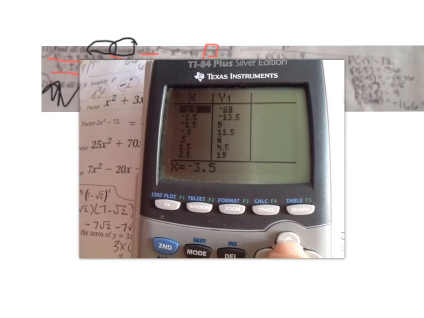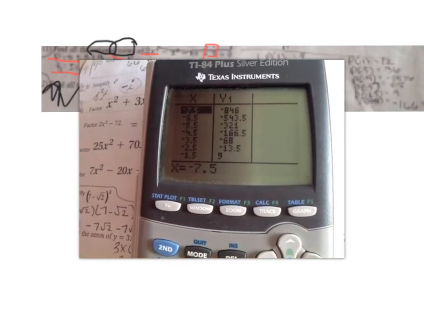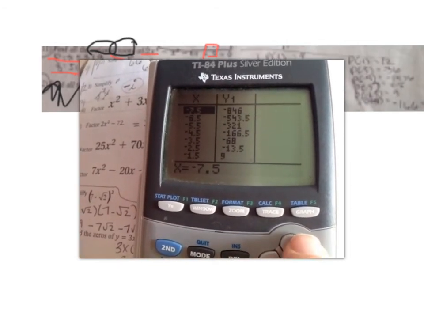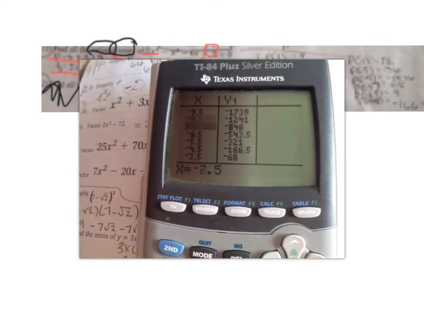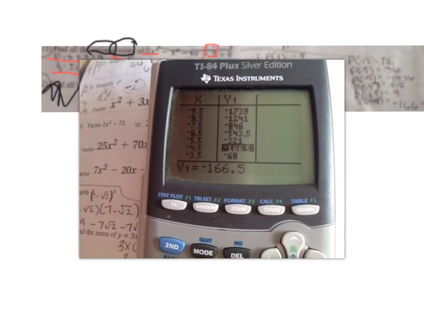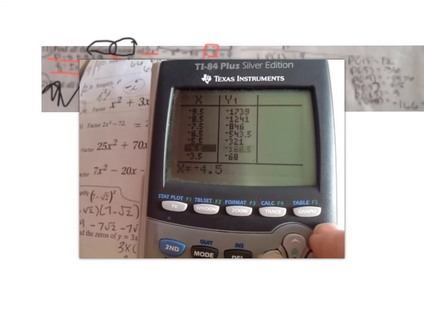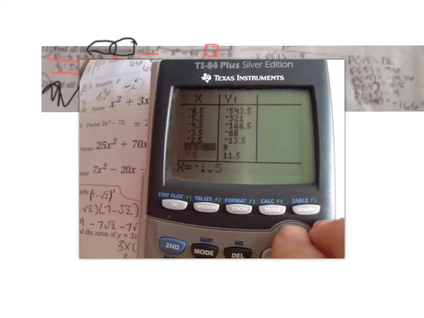So we're on these 1/2s. So that helps us because then we can look at the negative 4.5, which is our 9/2. You can see that's where I got the negative 166. The negative 1.5 is 9.